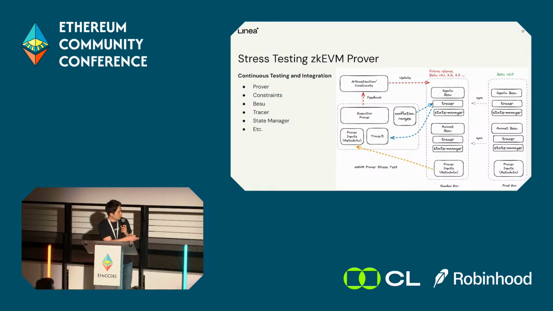So for example, we have this execution prover here, and we have this as an input. We have these conflation ranges. This is from the real environment. So we can test any conflation range from Sepolia or mainnet. We have historical ranges, or you can focus on some specific ranges when there was a high TPS, or some incident or something like that.